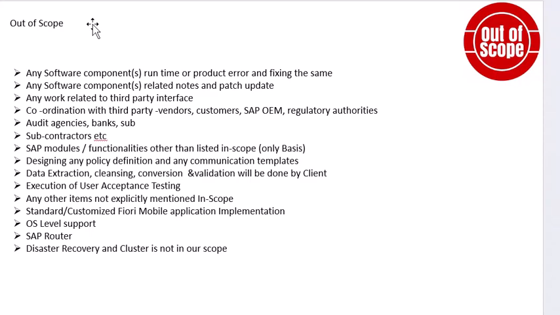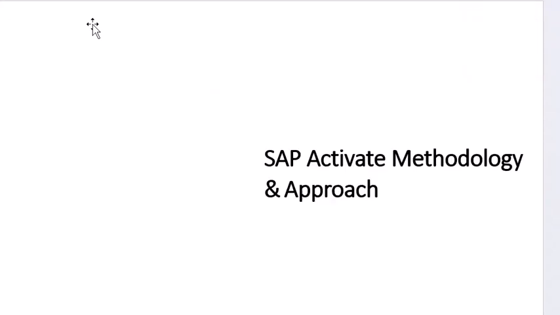Okay, so you have to mention what is in scope and what is out of scope. So what you have done is you have created an architecture diagram, and you have defined what work you're going to perform and what work you're not going to perform.